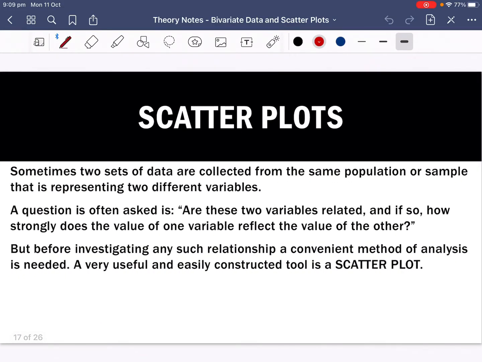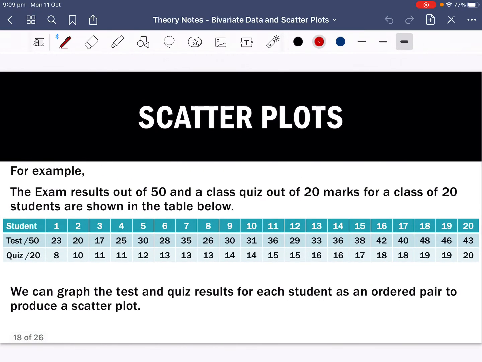So sometimes two sets of data are collected from the same population or sample that is representing two different variables. A question is often asked, are these two variables related, and if so, how strongly does the value of one variable reflect the value of another? But before investigating any such relationship, a convenient method of analysis is needed. A very useful and easily constructed tool is a scatter plot.